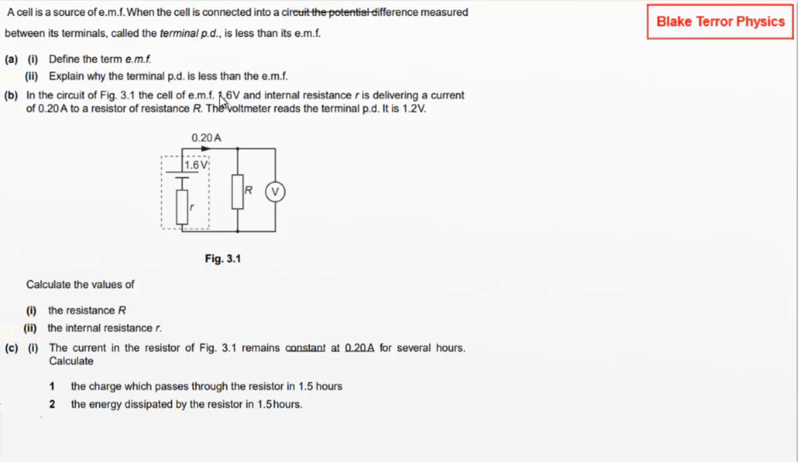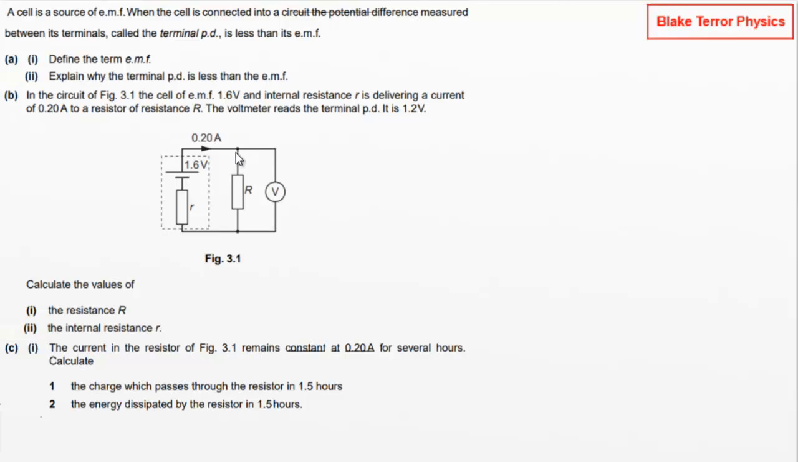We're starting here with a cell is a source of EMF. When the cell is connected into a circuit, the potential difference measured between its terminals is called the terminal PD. Is less than the EMF. Right, so we're going to be looking at internal resistance here. Starting off with a definition. So define the term EMF.